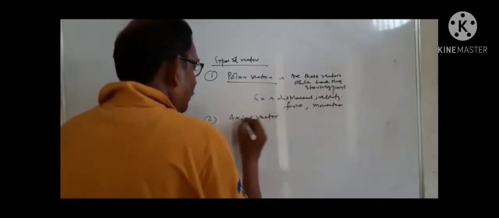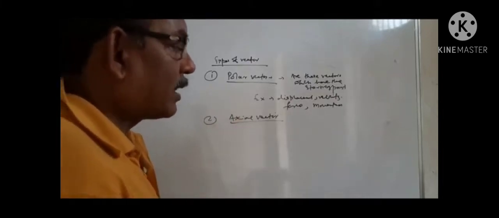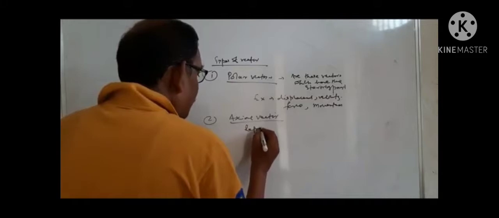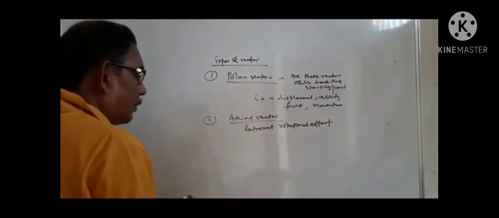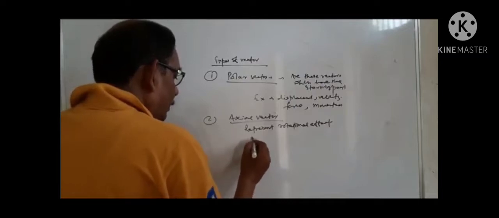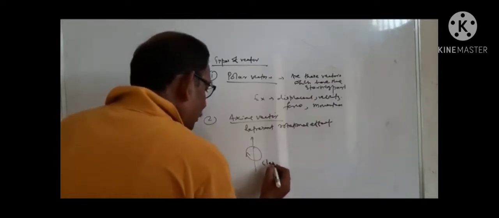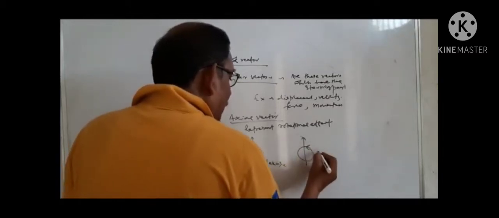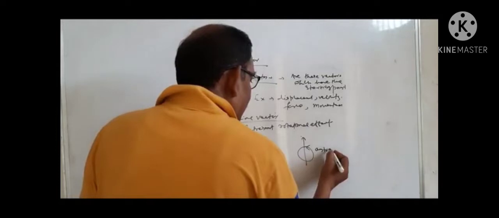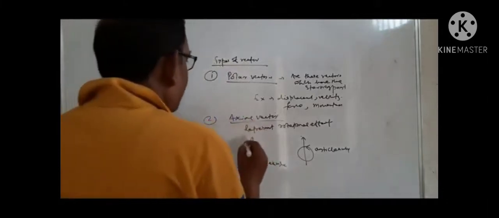What is actually an axial vector? Axial vectors are those vectors which represent rotational effect about an axis of rotation. The movement like this is clockwise. The movement like this is anti-clockwise. Okay, so this is all about polar and axial vectors.